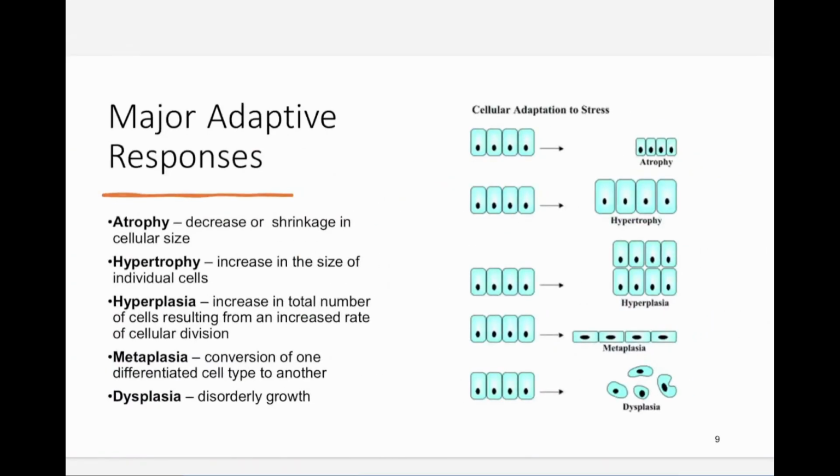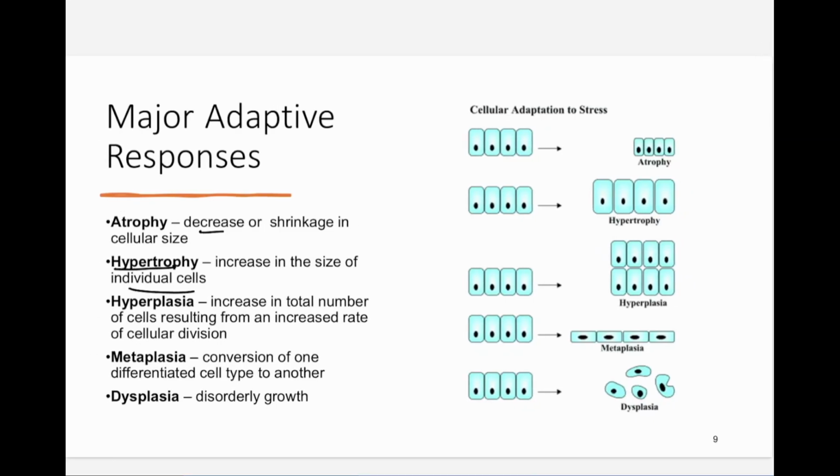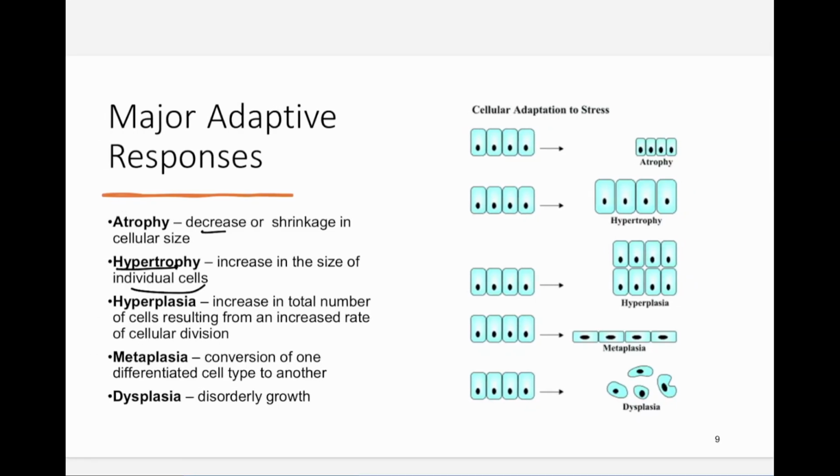Other responses, again, this is just definition. So atrophy, cells are getting smaller, they shrink. We have hypertrophy, where the cell size increases. Hyperplasia, increase in total number of cells. So the number of cells goes up. Metaplasia is a conversion of one cell type to another. And then finally, dysplasia, which is disorderly growth. Cells don't make any sense, and you have pictures on the side that kind of describe all that.